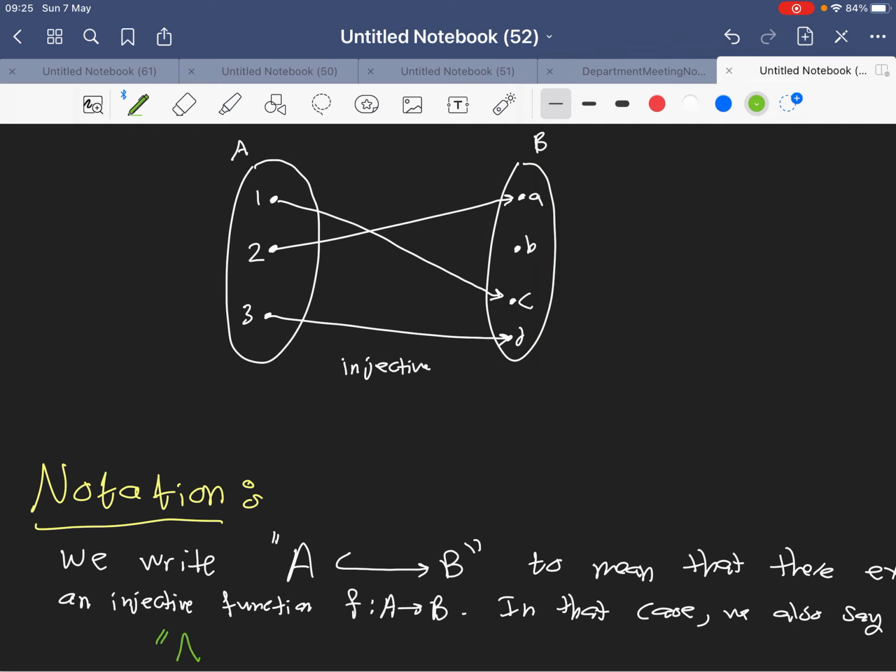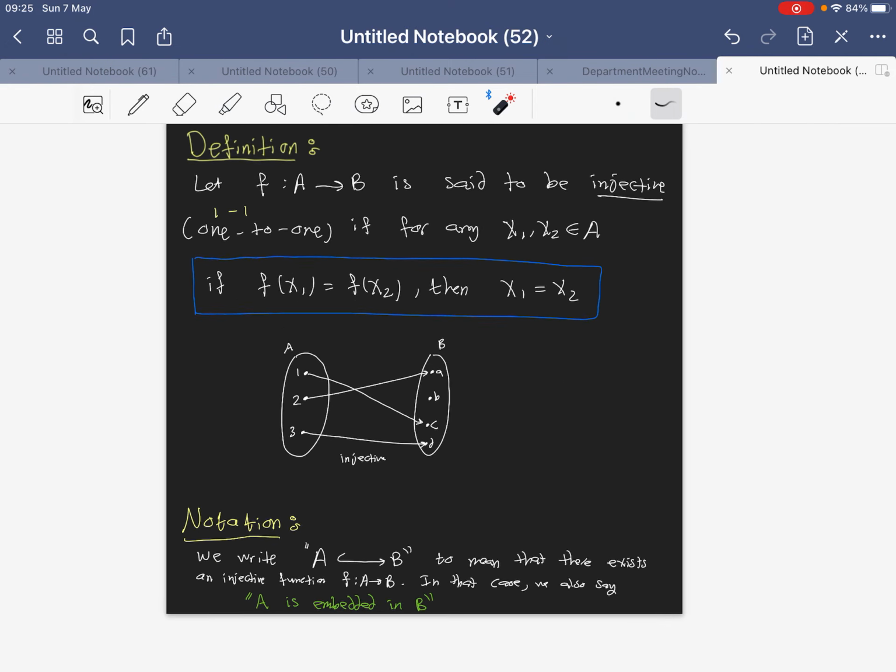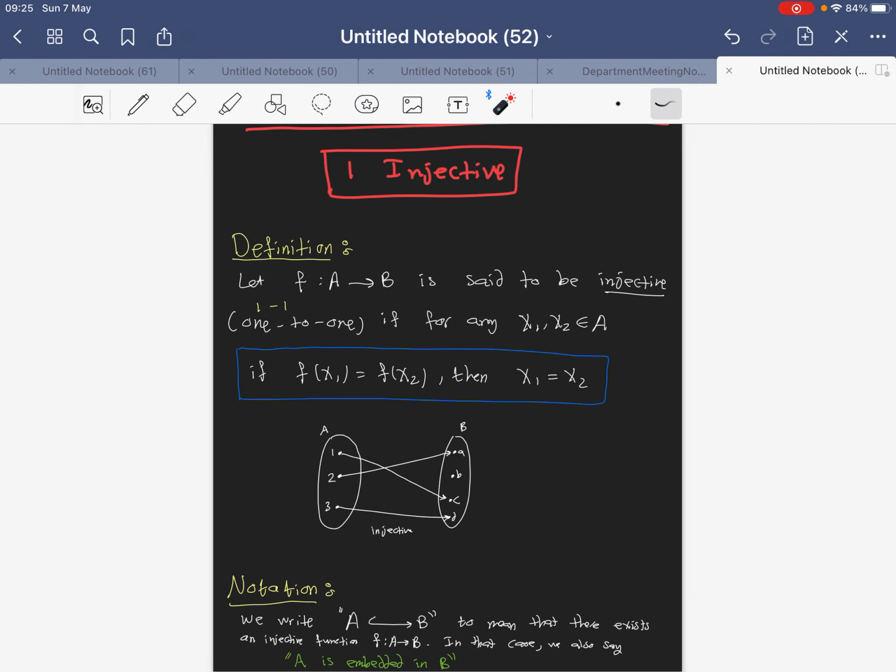sometimes we say A is embedded in B. So A is embedded in B means there is an injective function from A to B, and sometimes we use this arrow, especially pay attention to this part. It means that there is an injective function from A to B, so that A can be seen as part of B. So this is the definition of an injective function.